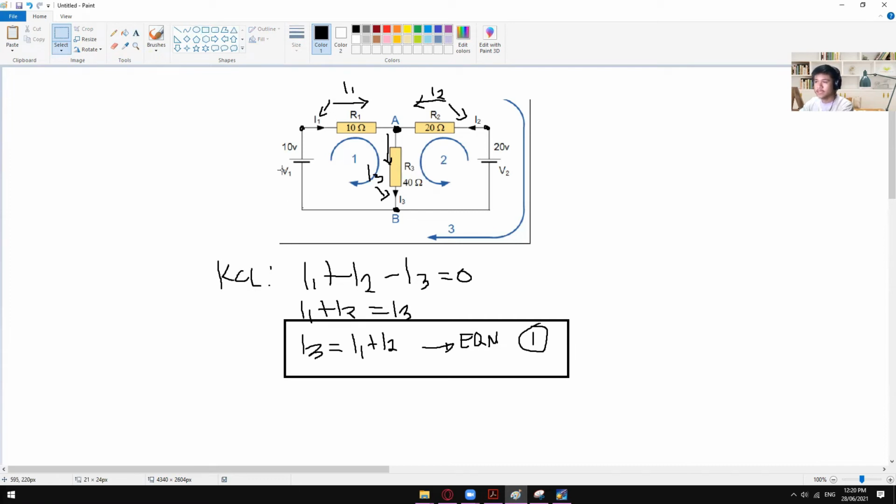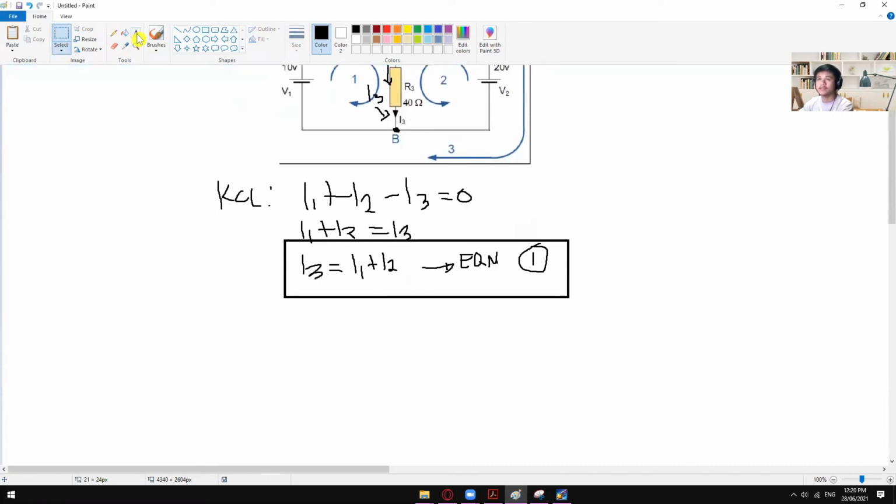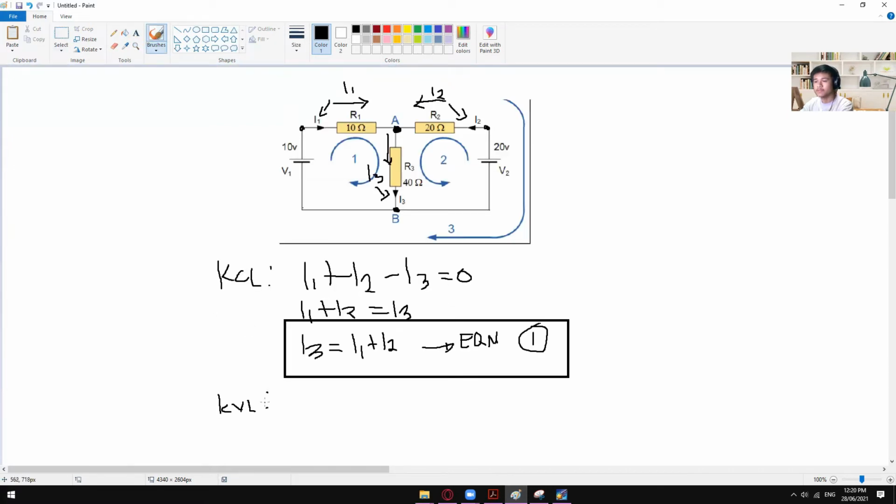So after KCL, we can now apply KVL. Remember that in KVL, as the current passes through a certain load or resistor, you'll get a voltage drop. Knowing that it will give you a voltage drop, those resistors should have a label of negative sign. So how do we do that? You can come up with this kind of scenario.